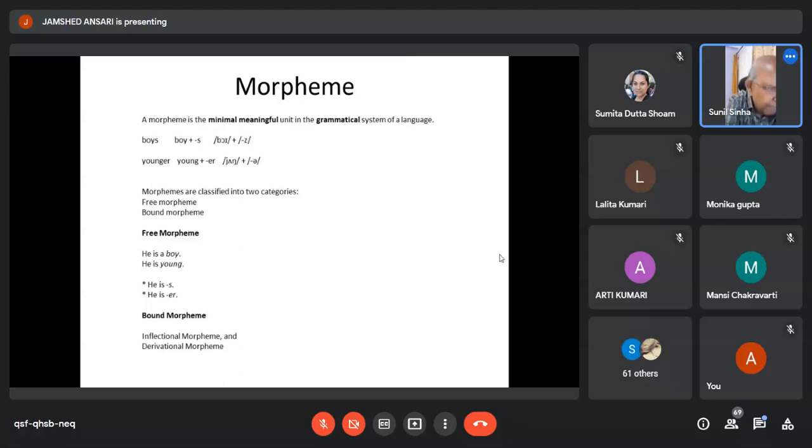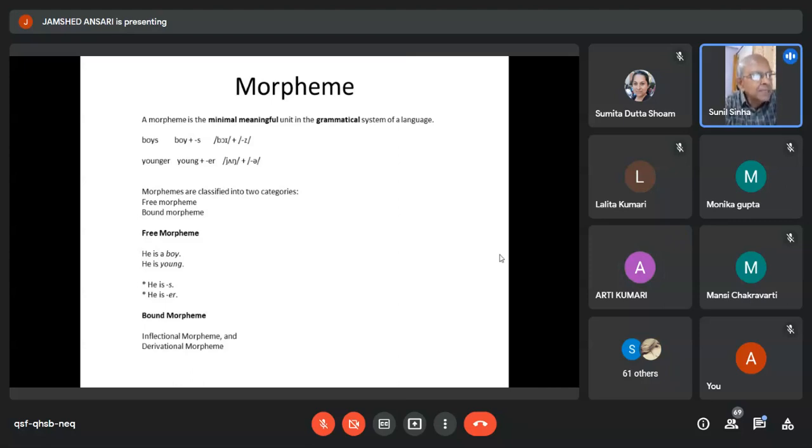Like mismanage. How many morphemes are there in mismanage? Sir, I think three. What are those three morphemes? Mis is one. Man and age. I don't think so. No, maybe just two. Just a minute. Manage does not come from man and age. Manage is a single morpheme. So there are only two morphemes in mismanage.